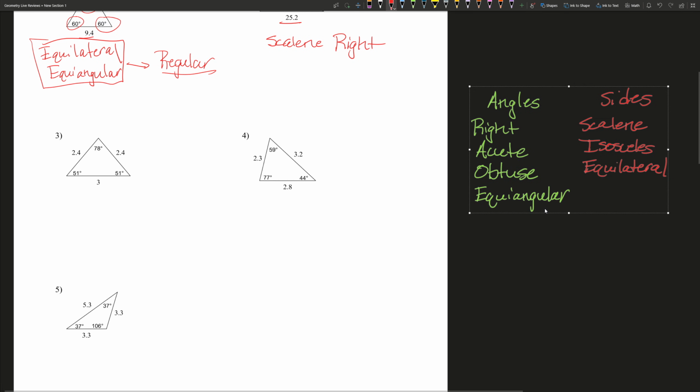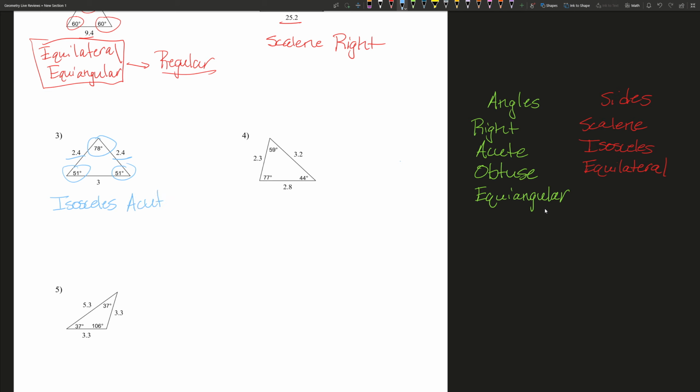Number three has two sides that are congruent. So this is an isosceles triangle. And two angles that are congruent. But that doesn't matter. What matters is that each of these angles are acute. So this is an isosceles acute triangle, or an acute isosceles triangle. It doesn't matter which order. I just want you to be able to classify both.